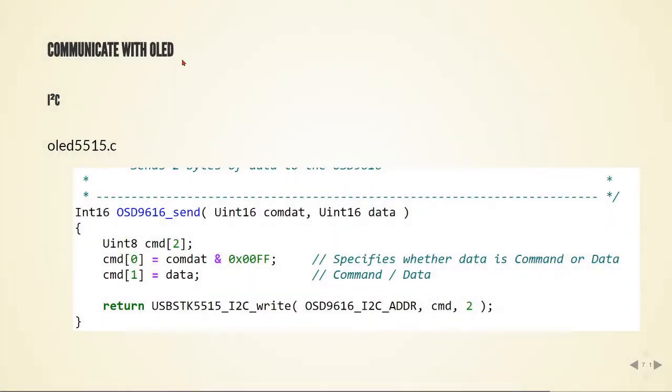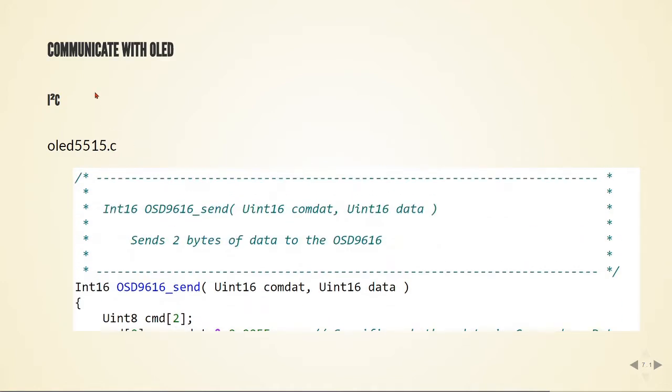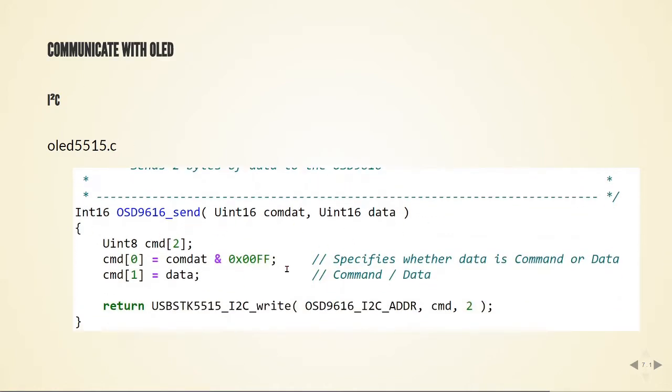So the OLED is connected with the DSP processor through the I2C bus. We've seen this before, and in this file here we have this send function that will send I2C commands. So this address, we've seen this before. We can find it on the datasheet of the USB stick board, and it's similar to how we used it before to configure the audio codec. We are going to use this function to send I2C commands to the OLED.